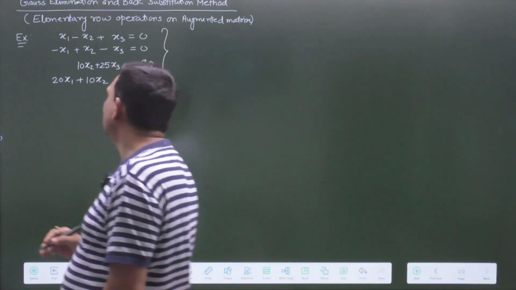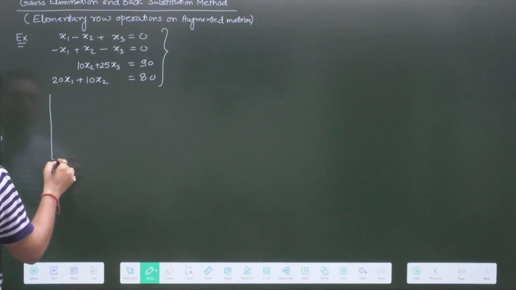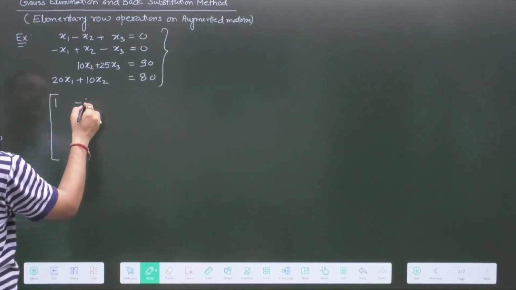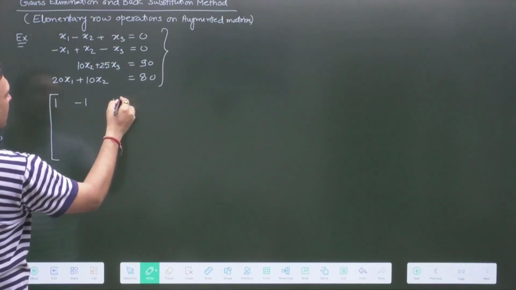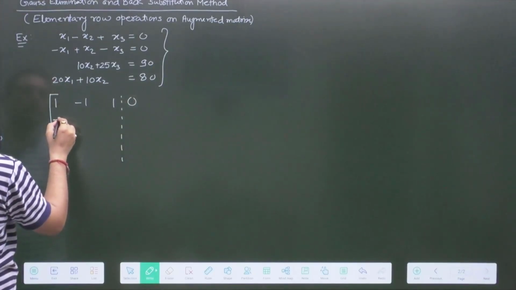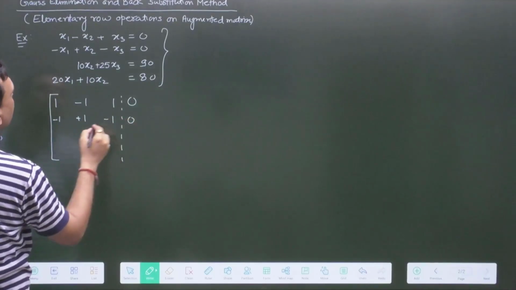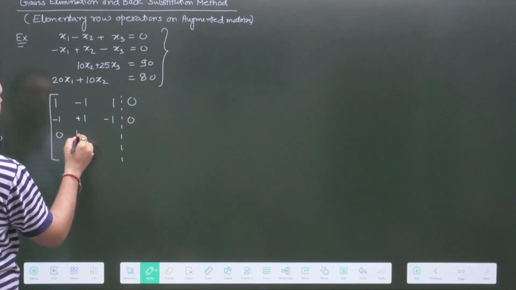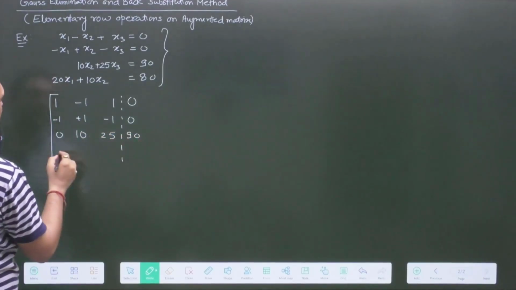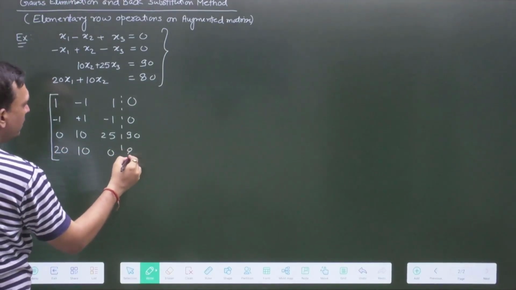So what we will do, we will first write the augmented matrix. In the augmented matrix, you will get this is 1, this is minus 1, and this is 1 here. And on this side you have 0. Then you have again minus 1, plus 1, minus 1, 0. Then you have 0, 10, 25, 90. Here you have 20, 10, 0 and 80.